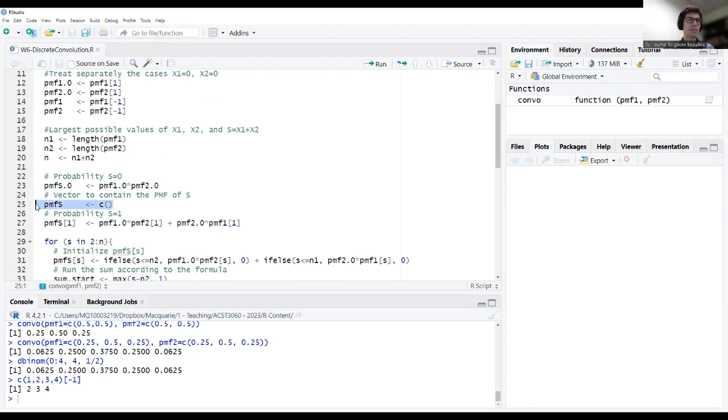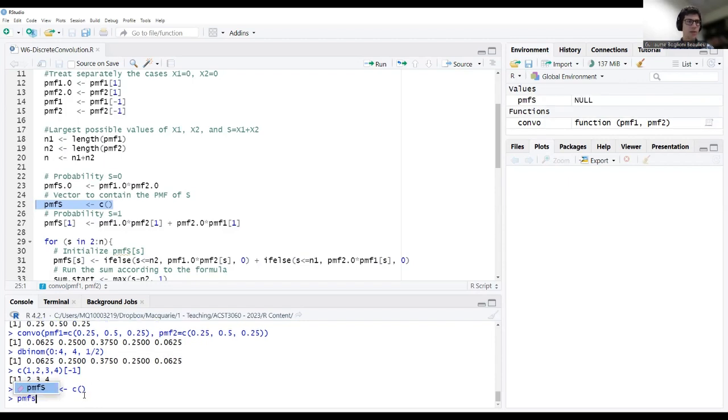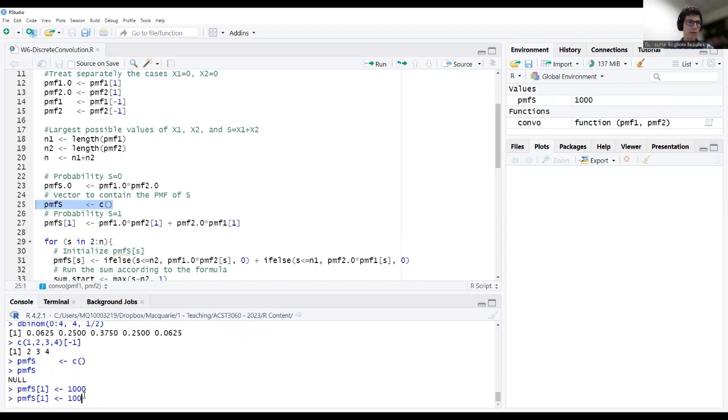Now PMFS, I declare it to be a vector. This creates an empty vector, right? If you do this, then there's nothing in PMFS, but it exists so you can allocate values to it. So then, for example, you can type PMFS, the first element, if I want it to be whatever. Okay, then this is now a vector with 1 element.